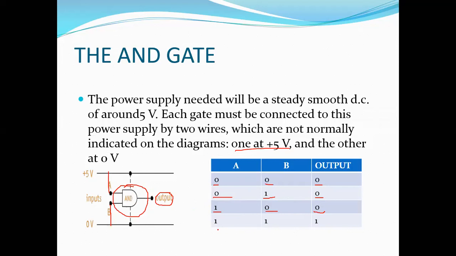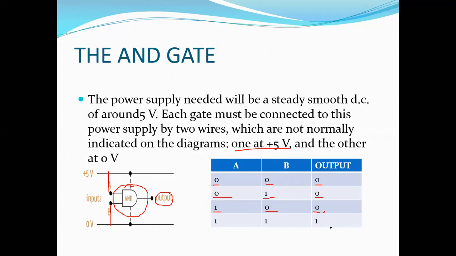There is only one possible current flow in the output, when both terminals A and B are 1. If both of them are 1, then there is going to be current flow in the output.